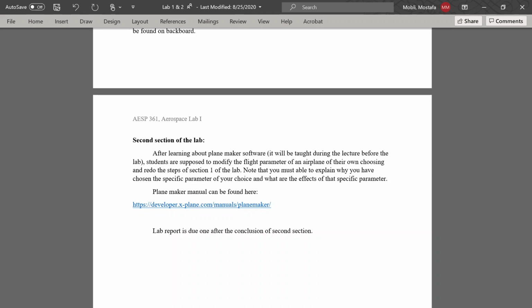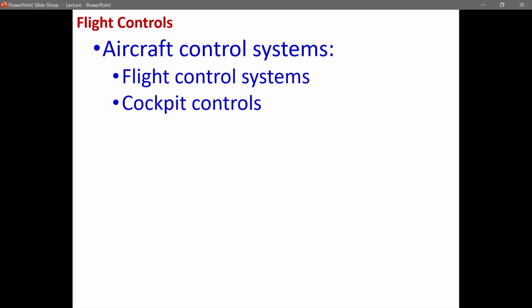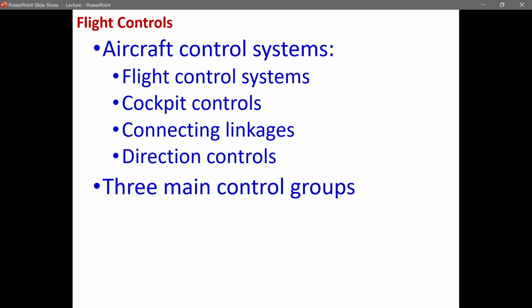Okay. So let's talk about the flight controls. We have different control systems in an aircraft. The first one is going to be the flight control system, which will be the main topic of discussion in this class. We have cockpit controls, the controls that are inside your cockpit, like the steering wheel, the rudder control, all of those things. We have the connectivity linkages between the cockpit controls and the flight control systems that are on the plane themselves, and also some direction controls.